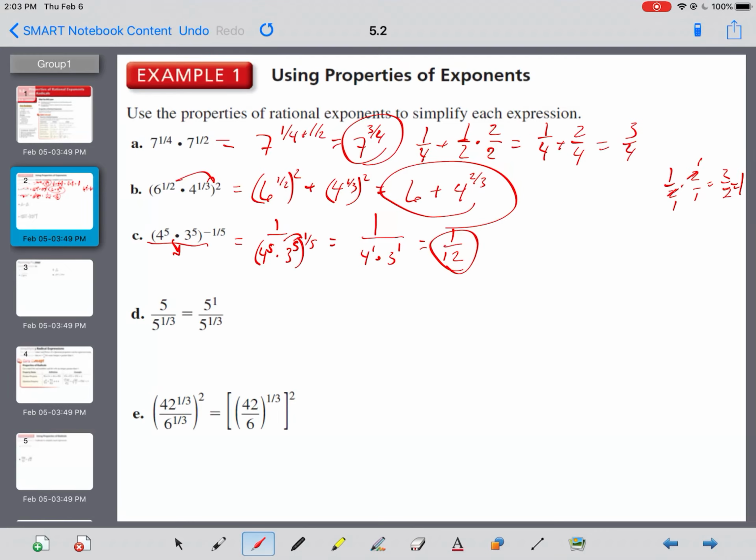Okay. 5 over 5 to the 1/3 is equal to 5 to the 1st over 5 to the 1/3. And when you divide, you're going to subtract. Now, if we're going to subtract 1 minus 1/3, that's 1 over 1. The next thing that 1 can be is 3. So if we multiply it by 3 over 3, we get 3 over 3 minus 1 over 3. So that's 5 to the 2 over 3.